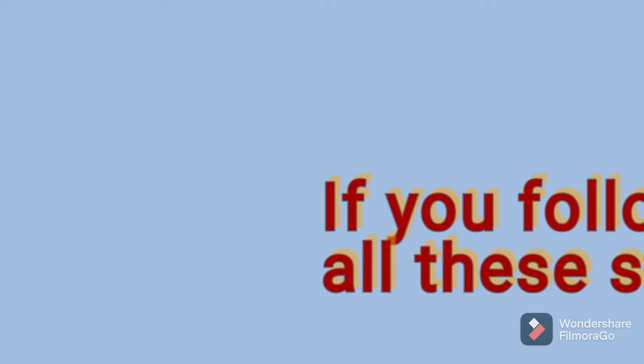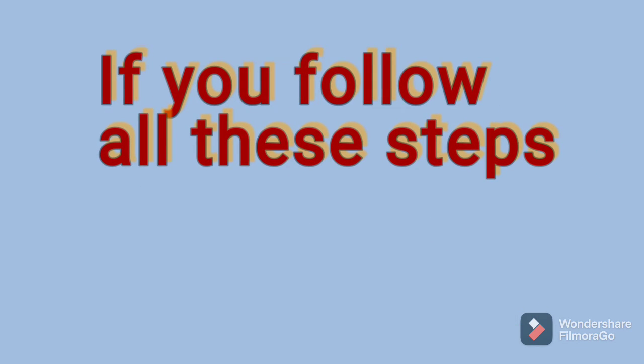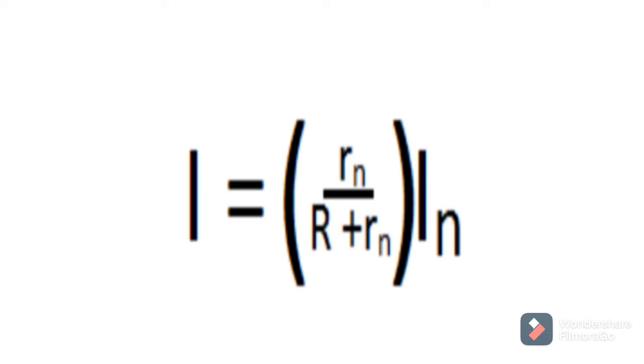Friends, if you follow all these steps, you will solve any complex network very easily. So first of all, remove the load resistance connected to the circuit and short circuit the load terminal. With the help of KCL and KVL, find the short circuit current flowing through the shorted load terminal. This will be the Norton equivalent current, that is In.